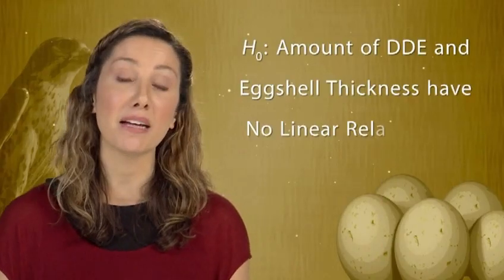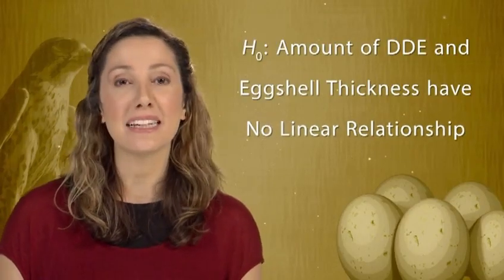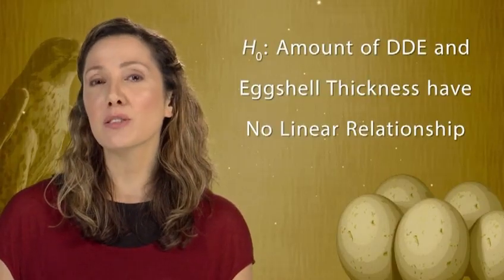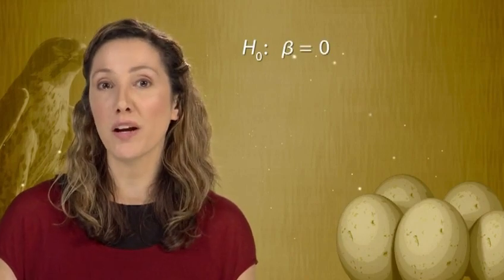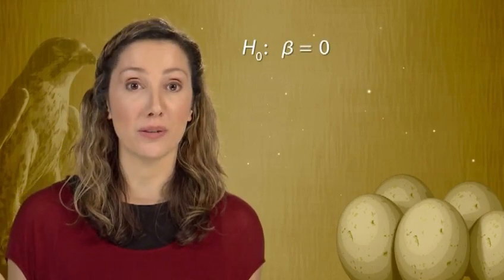To answer this question, we set up our null and alternative hypotheses. In this case, the null hypothesis is that the amount of DDE and eggshell thickness have no linear relationship. That is, DDE has no effect on eggshell thickness. In terms of our population parameters, that's the same as saying that beta, which quantifies how changes in x are related to changes in y, equals 0.